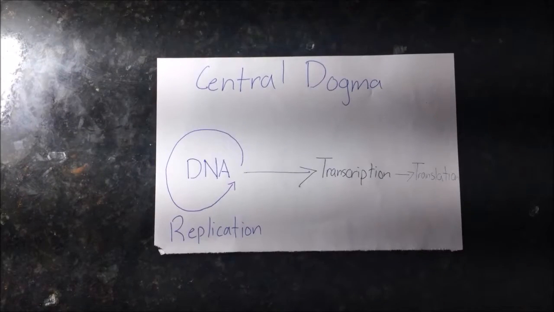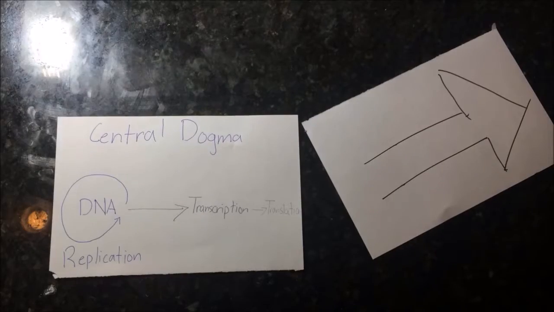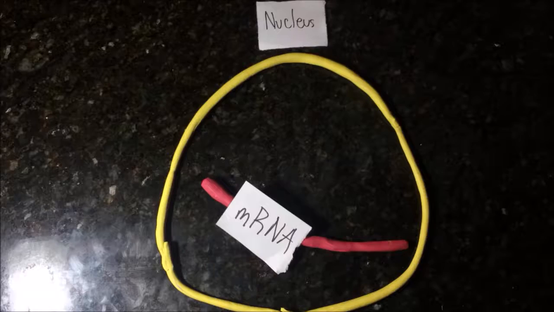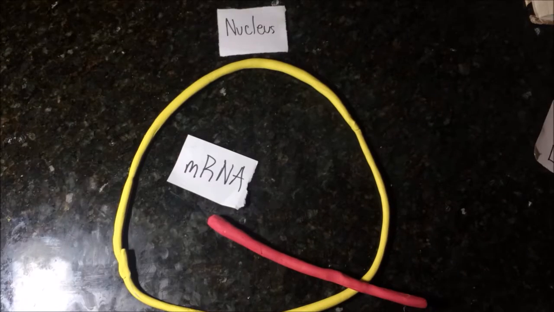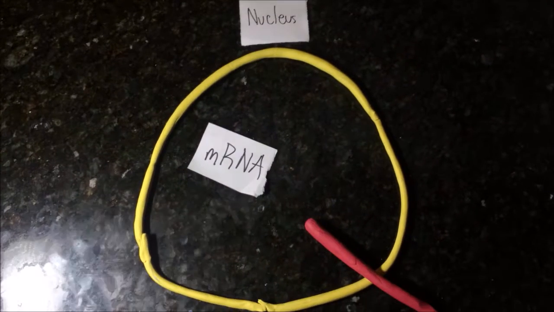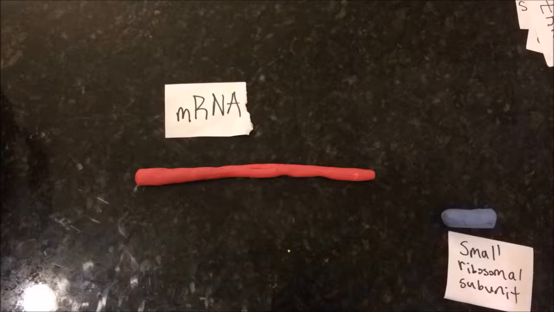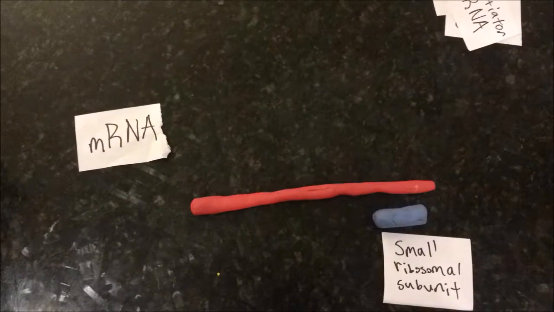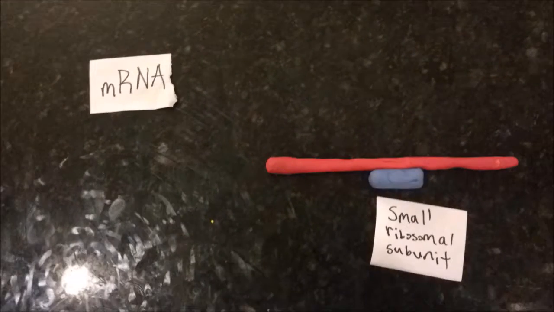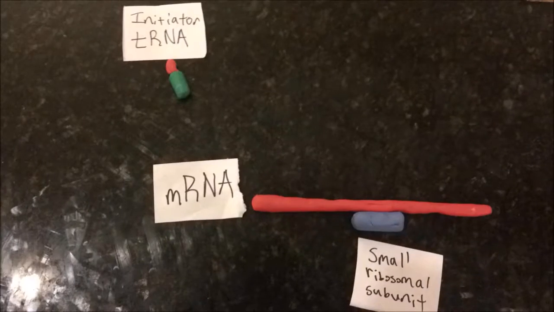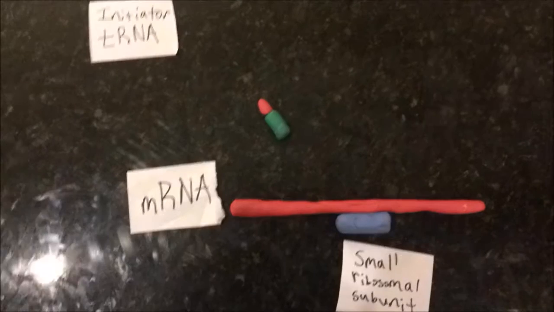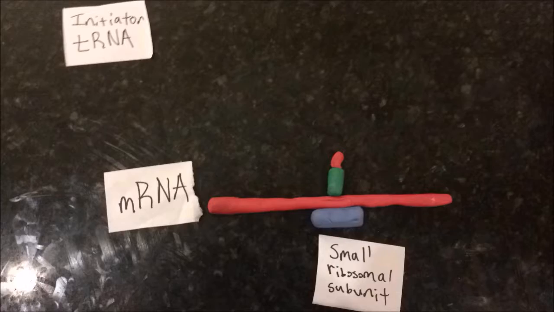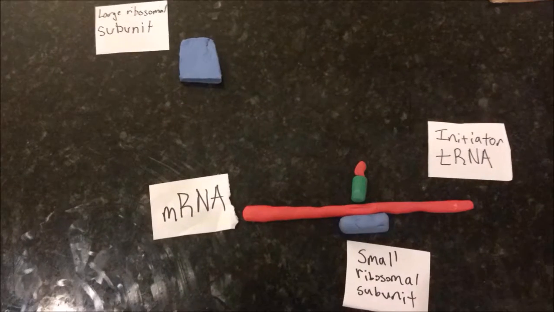The third step of the central dogma is translation. After transcription, the mRNA has formed and it now leaves the nucleus and enters the cytoplasm. A small ribosomal subunit attaches to the mRNA and it recognizes a sequence just upstream of the start codon. An initiator tRNA with a complementary anticodon of the start codon on the mRNA base pairs with the start codon, and it carries an amino acid.